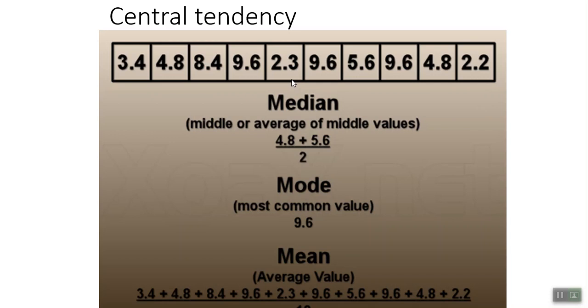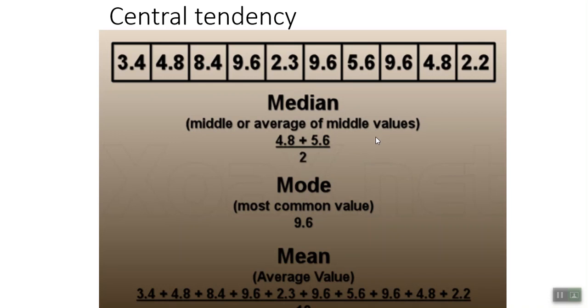Now, one question is, how do I do this if there is no middle number? Well, what you would do is take the two numbers that are in the middle and add them up and divide them by 2. Okay, so that would be your median, the middle.